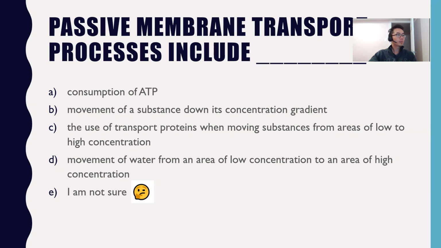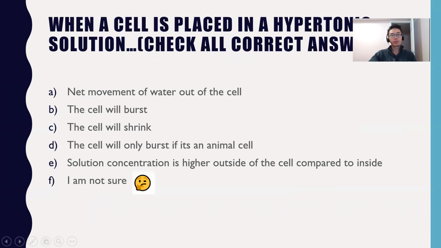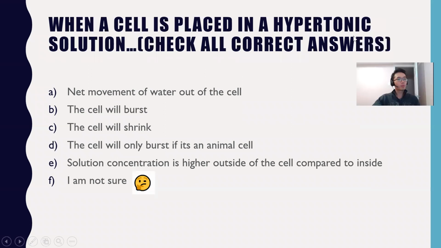Okay, more people participated this time, which is good. And most of you got it right. It is B, right? Movement of substance down its concentration gradient. Let's try another one. Let me move my picture away.